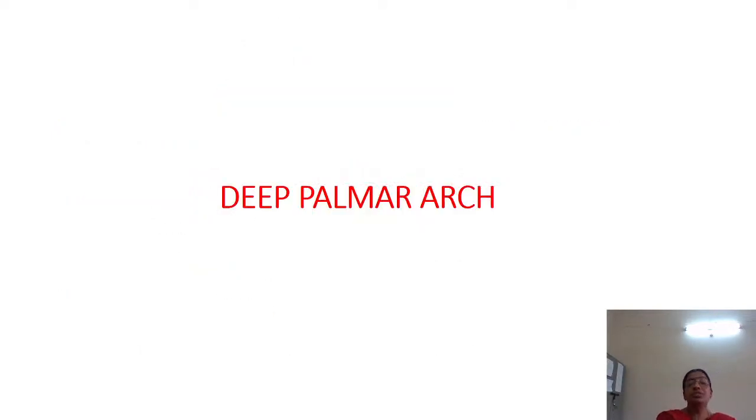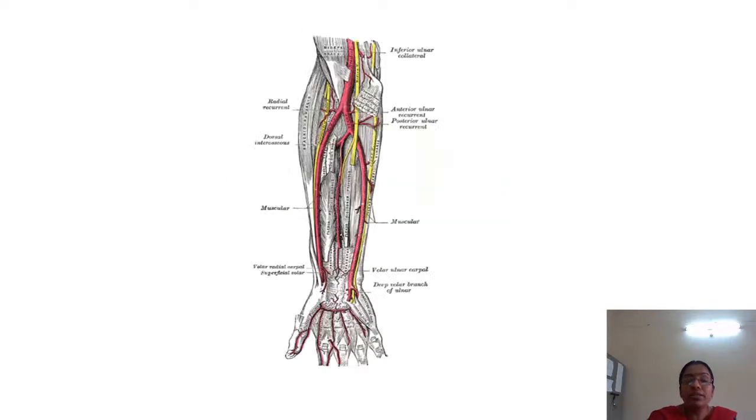This is about the superficial palmar arch. Next is the deep palmar arch. The deep palmar arch lies in the concavity of the superficial arch, and within the concavity of this arch is the deep branch of the ulnar nerve. The deep palmar arch is formed by, as we have seen earlier, the superficial arch being formed by the superficial branch of the ulnar artery joining with any of the branches of the radial artery.